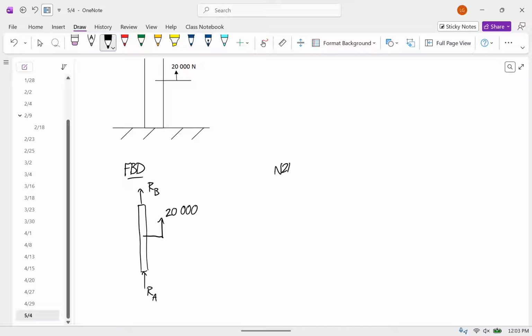So Newton's second law, just in the vertical direction, because nothing else is happening in any other directions, says RA plus RB plus 20,000, all these things acting in the same direction, is equal to 0. So RA plus RB is equal to negative 20,000.